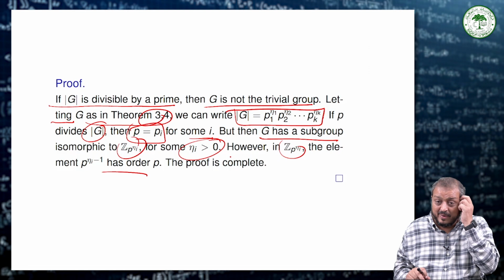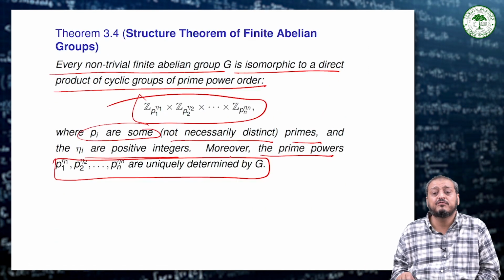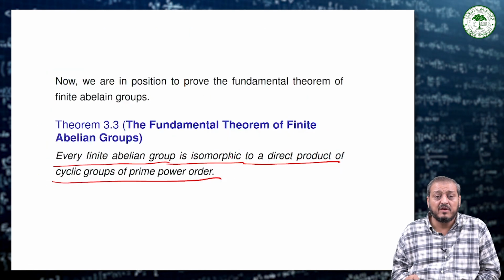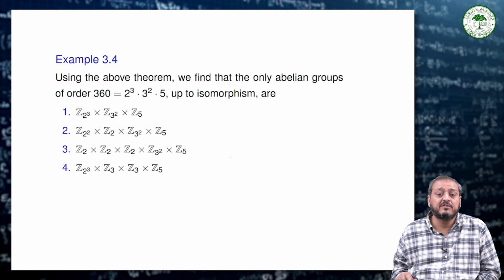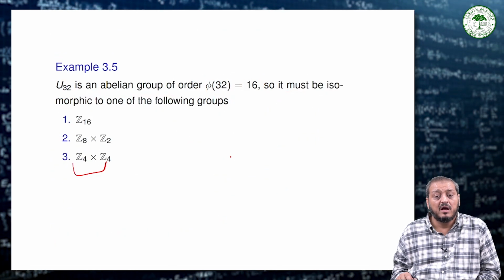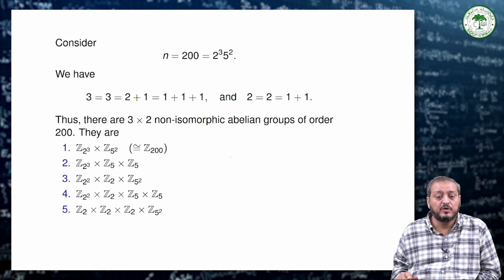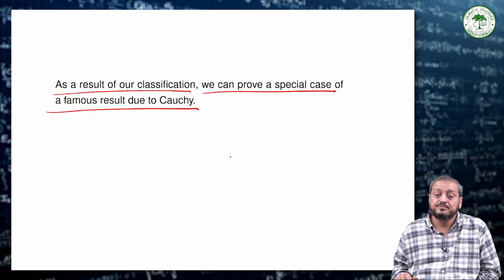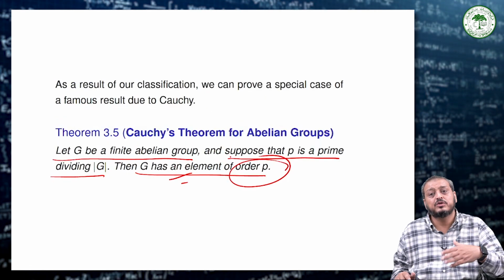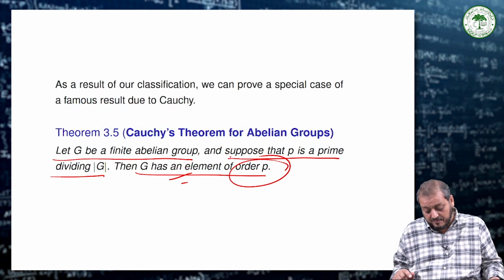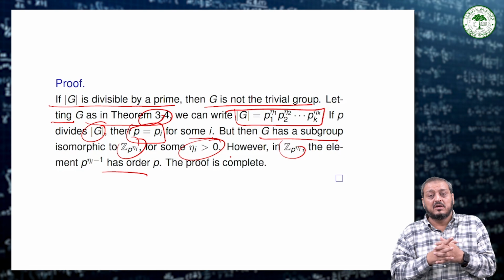So, by the application of the structure theorem for finite abelian groups, the fundamental theorem of finite abelian groups, we can easily prove this Cauchy theorem. We have already proved the finite abelian group case, and the Cauchy theorem for non-abelian cases we have left. So, now I will stop this lecture here.